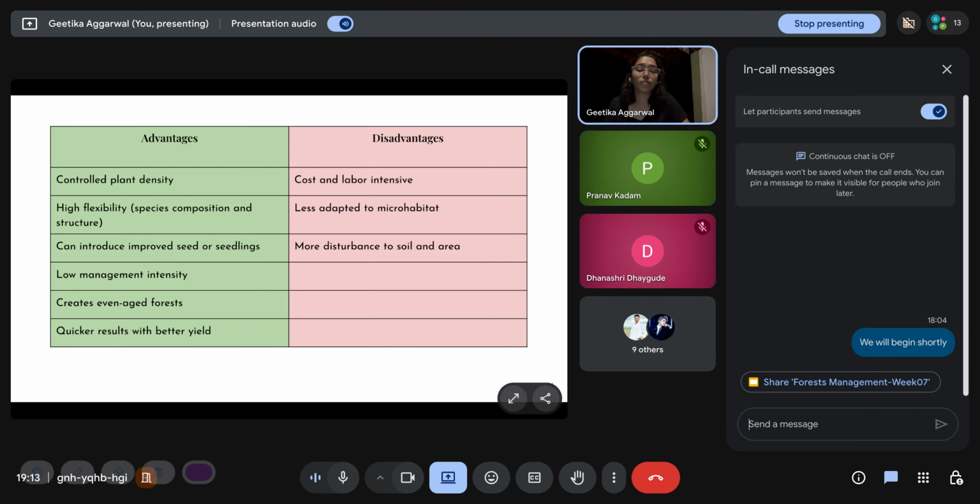So it will be a uniformly structured, even aged forest, and the results are quicker. And the yield is better compared to natural regeneration. On natural regeneration, you're leaving things in nature's hand, so you don't know how it's going to turn out. But here, you're actually putting in a lot of effort and doing things yourself, so you mostly will get quicker results with better yield. Disadvantages, it's very labor intensive.